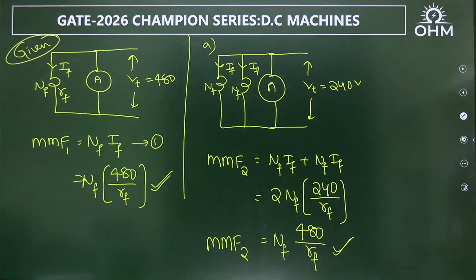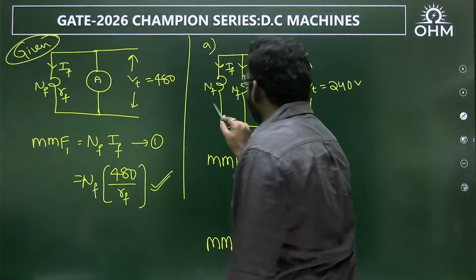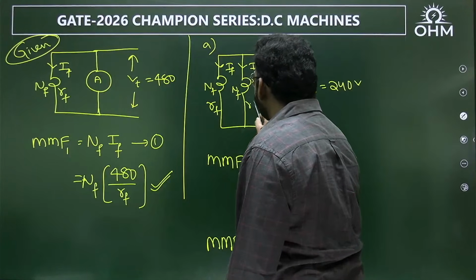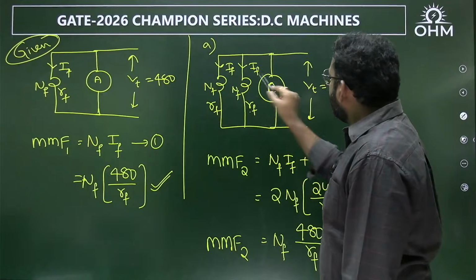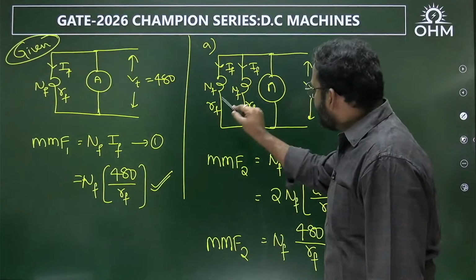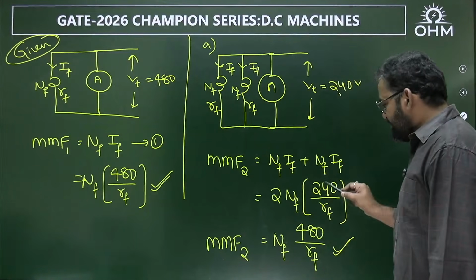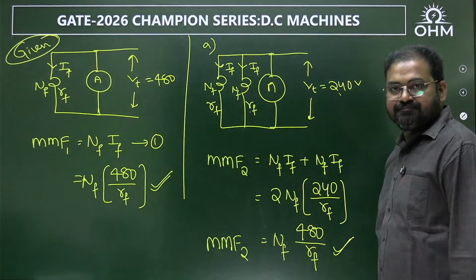In the first option, two similar windings are connected in parallel. These two windings will have the same resistance, identical windings, right? This is RF, this is RF. Therefore, the current in this path is 240 by RF. Current in this path is 240 by another RF.